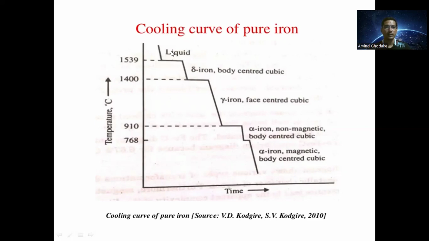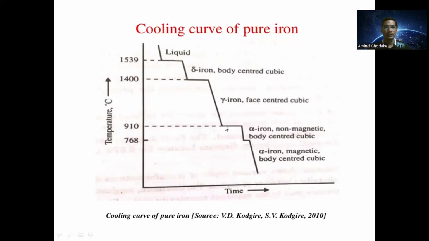The phase changes from liquid to the delta iron phase, which has a body centered cubic structure. So here the phase is delta iron. Then for a particular period of time, the temperature is again constant, so there will be no phase change. The phase remains as delta iron. After that, again the temperature decreases from 1400 degrees Celsius to 910 degrees Celsius. In this stage, the time will be slightly increased and the phase of the iron is gamma iron and the structure is face centered cubic close packed.